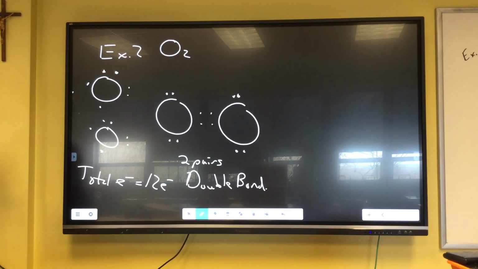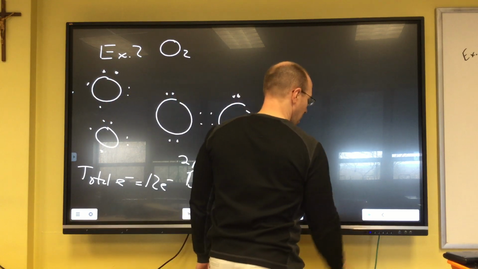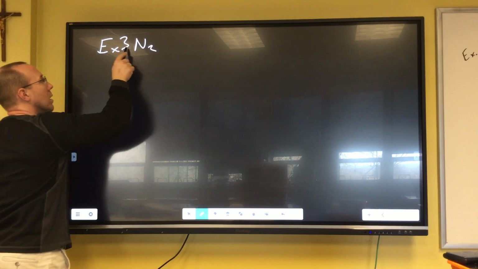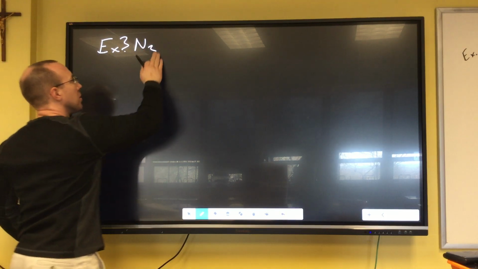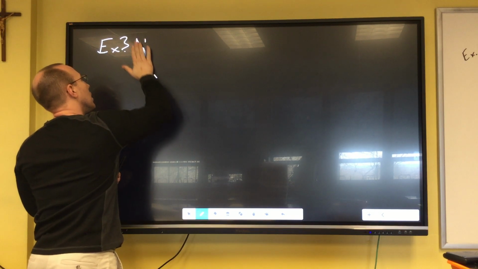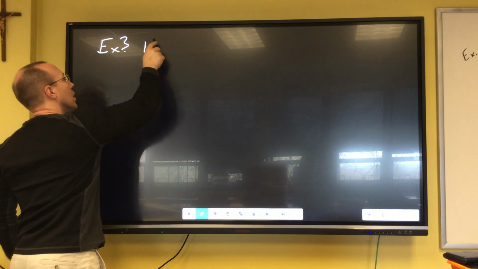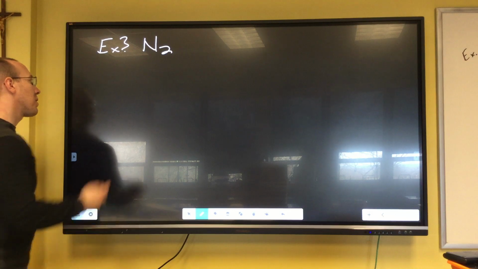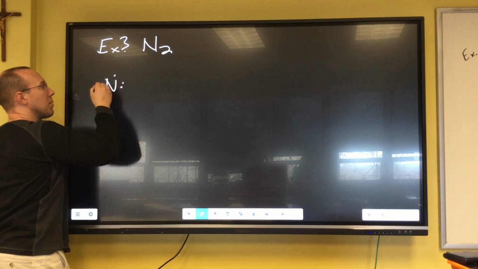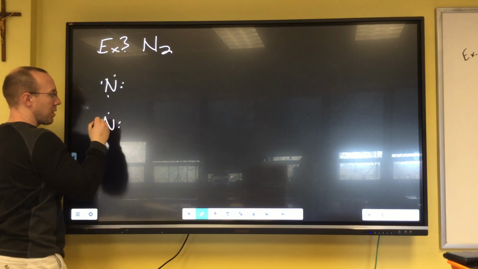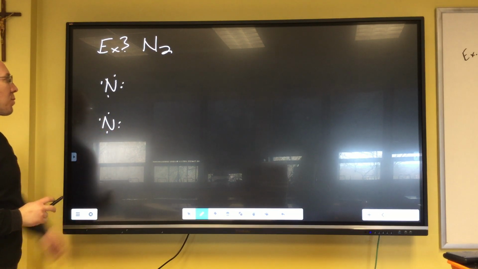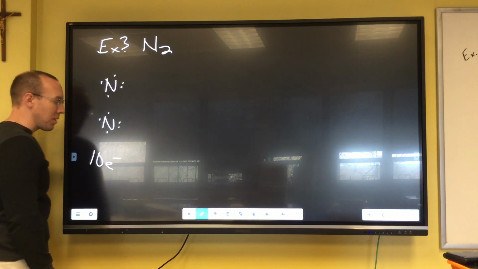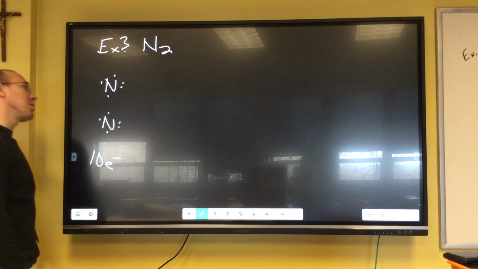Okay, kind of messy. We're going to do 2 more. Example 3, nitrogen 2. First off, 1, 2, 3, 4, 5. 1, 2, 3, 4, 5. 5 valence electrons in each one. 5 plus 5, total of 10 electrons. So we only have 10 to use.